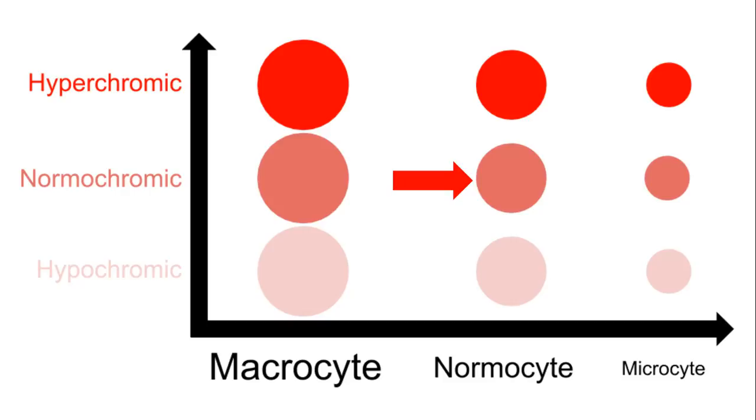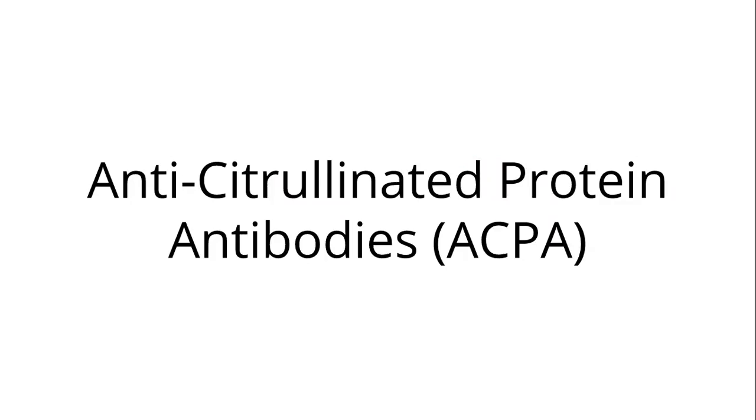Hypochromic means that there is less color. That's the y-axis. What about the x-axis? That is referring to the size. Macro is big, normal is normal, micro is small. So in this disease, we have in the middle normochromic, so normal color, and normocytic, which is normal size.